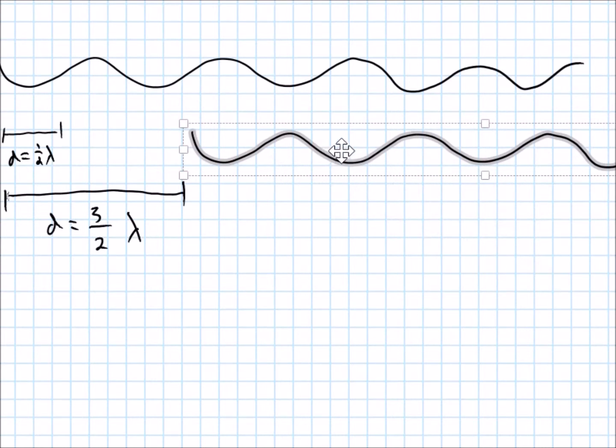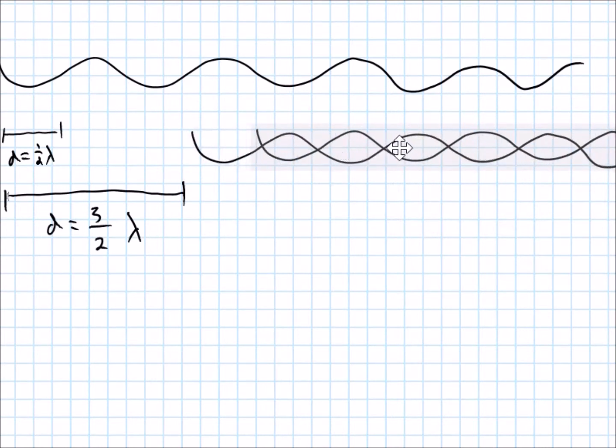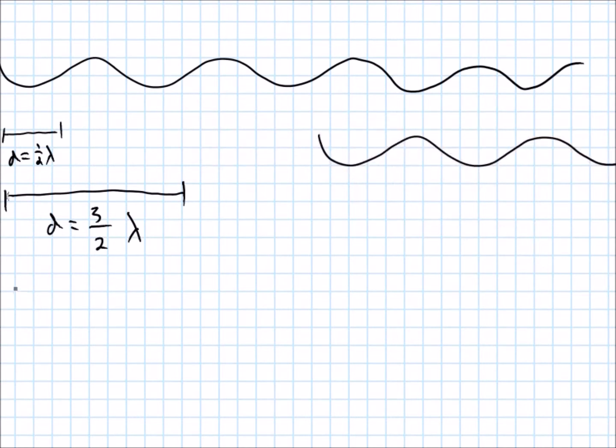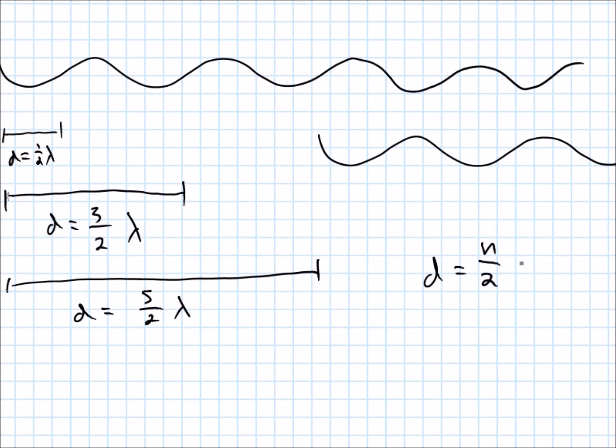Let's try that again just so we know what we're doing. Not that, but that. That's another wavelength, so that ends up being 5 halves of a wavelength. Okay, and so on. This one's a little bit trickier, but we've always got a half on the bottom, and the other number is 1, 3, 5, and as I continue, I'm going to see that d equals n over 2 times the wavelength, where n is actually odd numbers: 1, 3, 5, and so on.